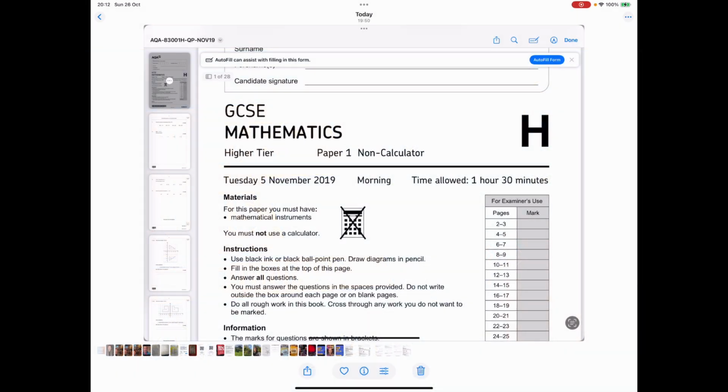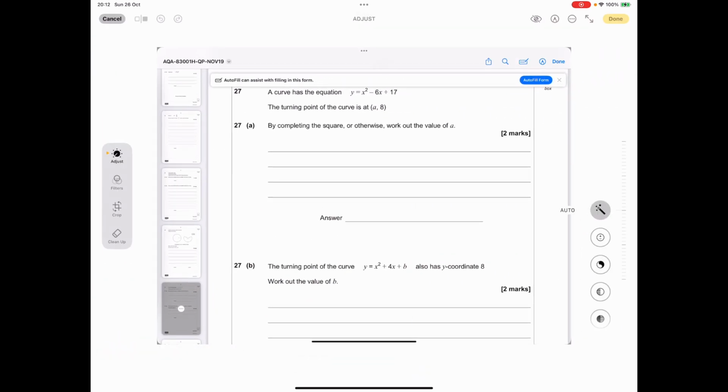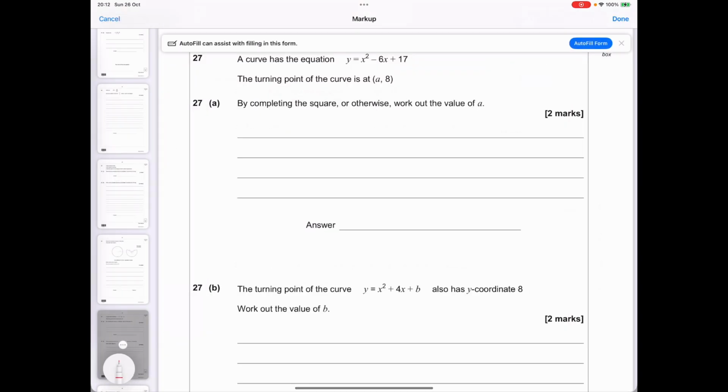So this is the last two questions from AQA 2019 November higher paper, and we are looking at, let's find out. So question number 27, a curve has the equation x squared minus 6x plus 17, and the turning point of the curve is at (a, 8). By completing the square or otherwise work out the value of a.